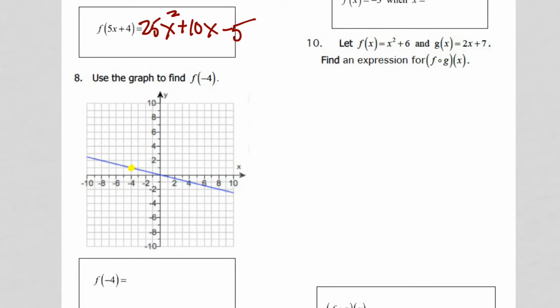And then we can follow it over. Negative 4 comes up here. Follow it over here. Looks like a 1. So let's conclude now that f of negative 4 is a 1.